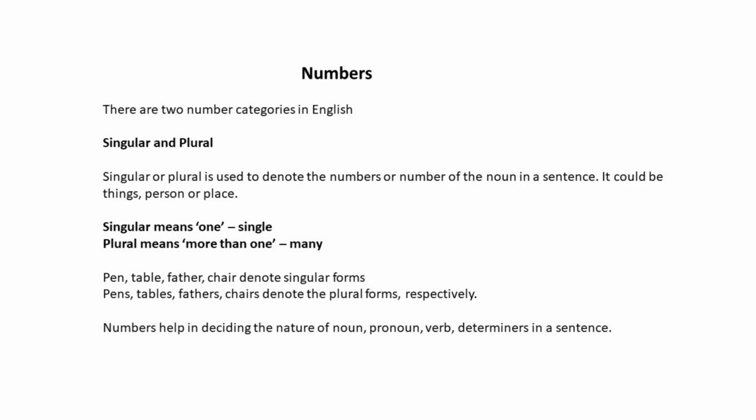So the next topic that we are going to see is numbers. What are numbers in English grammar? Numbers are categorized into two. They are singular and plurals. So singular and plural form of nouns are what we call numbers.